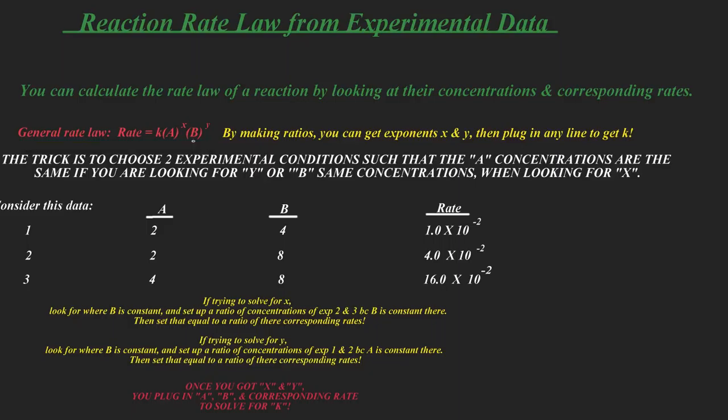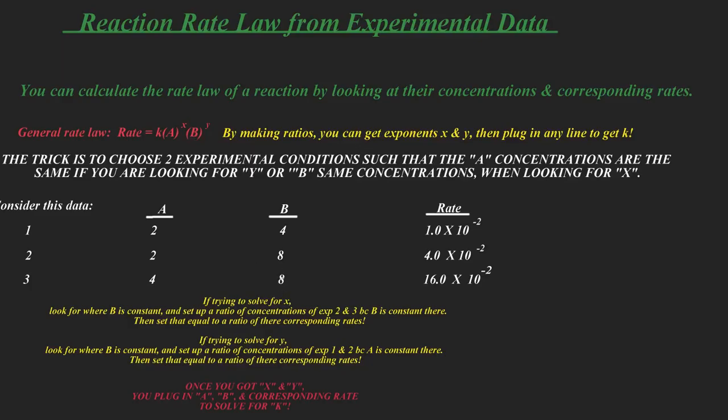This is just the concept video. I just want to touch on it briefly so you understand how to do it. So let's recap one more time. You would look at this experimental data. If I'm looking for x, I look at where B is constant because x is A's exponent. You look at the other one being constant, and then do a ratio.